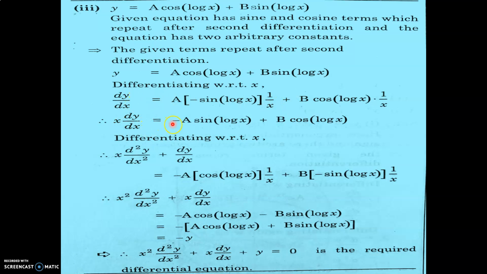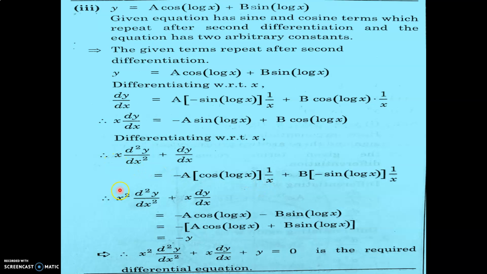So x dy upon dx is equal to minus a sin log x plus b cos log x. Differentiating with respect to x again, you will get x into d square y upon dx square plus dy upon dx into 1, that's equal to minus a into cos log x into 1 upon x plus b into minus sin log x into 1 upon x.